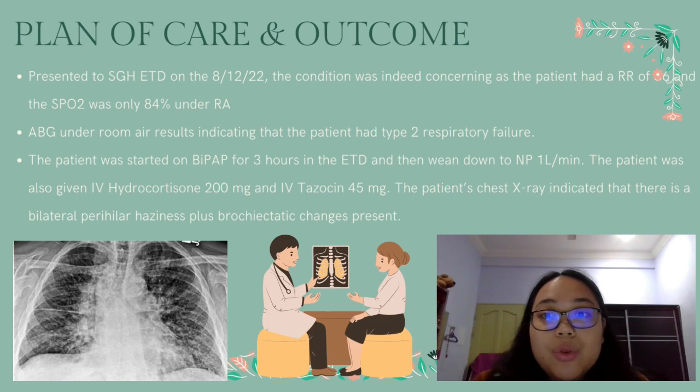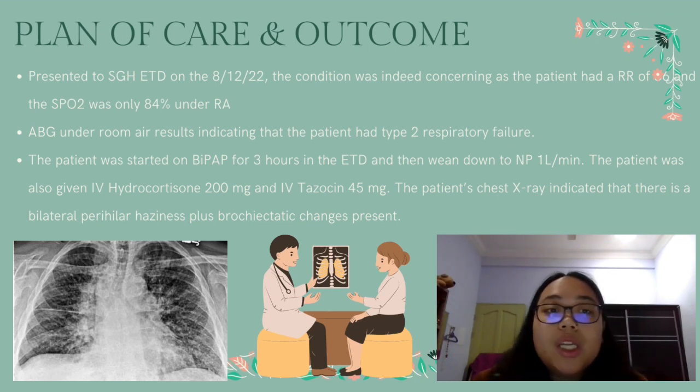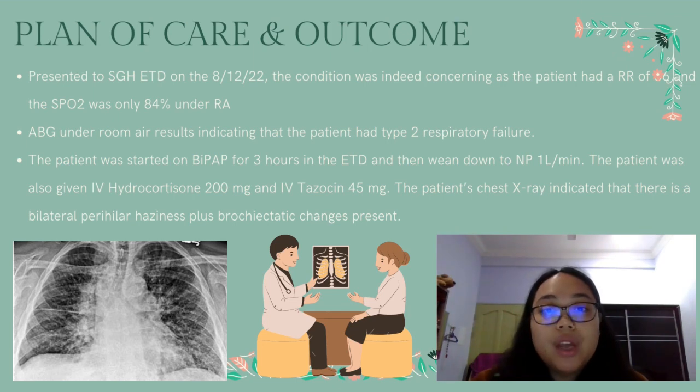The ABG under room air results indicated that the patient had type 2 respiratory failure, which indicates that the patient had hypercapnia. The patient was started on BiPAP for 3 hours in the ETD and then went down to nasal prong 1 liter per minute. The patient was also given IV hydrocortisone 200 mg and IV Tazocin 4.5 g. The patient's chest X-ray indicated that there is bilateral perihilar haziness plus bronchiectatic changes present.